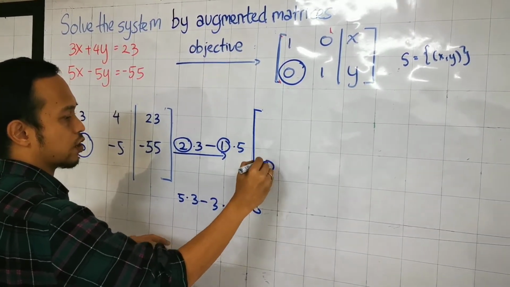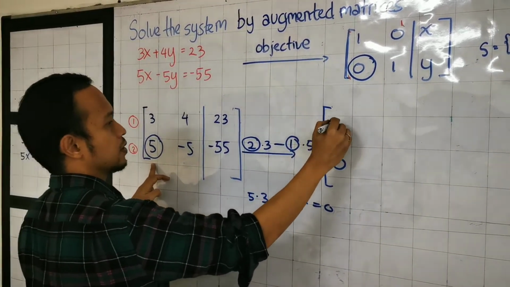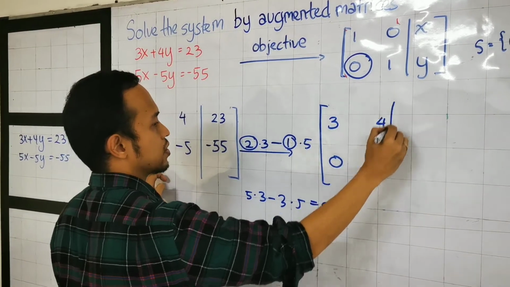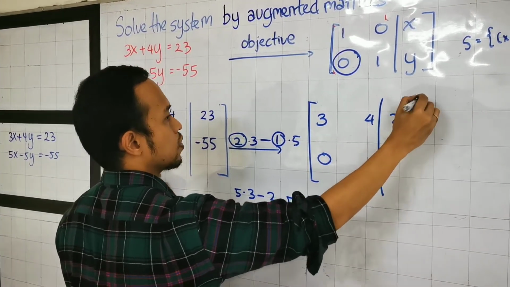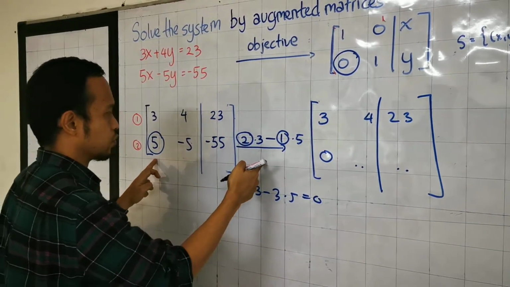So I have the second row, this one, the first column is 0. The first row, just copy it, because we don't change the first row. Now how about this one and this one? So you need to follow these rules.